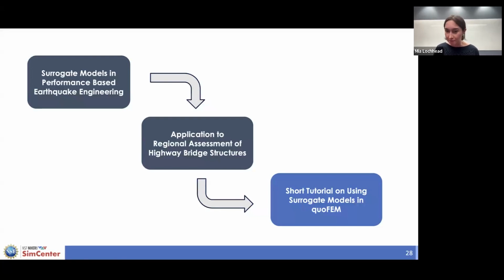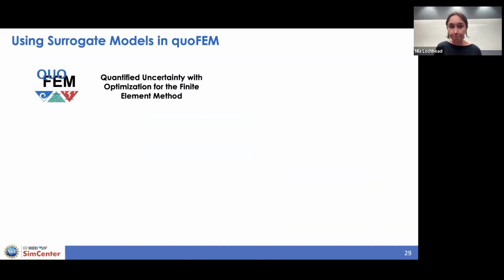And so moving on, just for the last section of this talk, I'm going to give a short tutorial on using surrogate models in quoFEM. And here again, I'm going to talk about this in the context of this bridge study, but this could be used for other analysis or other structures. And so nothing in quoFEM is specific to this bridge project.